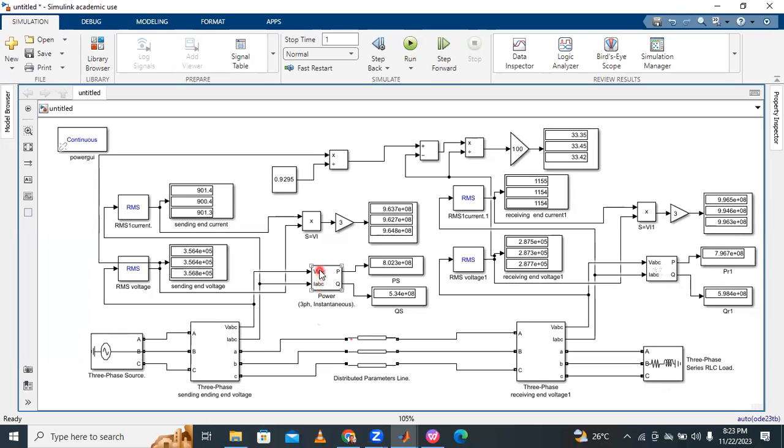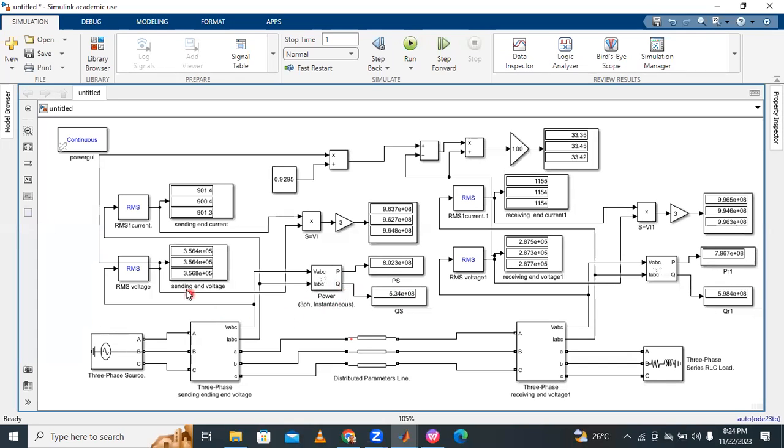So VABC is connected from the VI measurement, the sending end voltage, and the next is the sending end current. The sending end voltage and sending end currents are connected to the three-phase instantaneous power block: VABC to VABC, IABC to IABC. Then P is the active power and Q is the reactive power for the sending end. From P take one display and connect it here, and Q also to one display. This display is the sending end active power, and this display is the sending end reactive power.